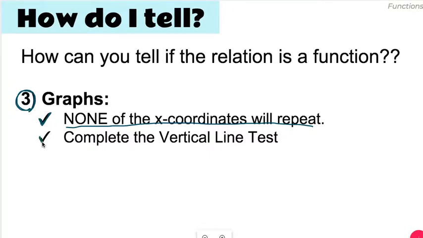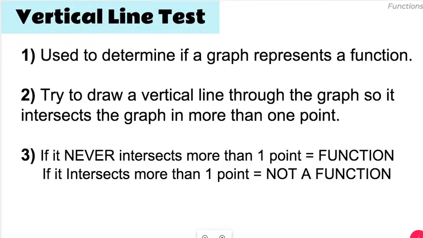So the second thing you can do is to complete something called the vertical line test. And we're going to talk more about that in a second. The vertical line test is the perfect way to check if a graph is a function. Much easier than checking x coordinates repeating by just looking. Okay, the vertical line test. So the vertical line test is a little test that you can run on a graph to decide if it's a function or not. So we have 3 steps.